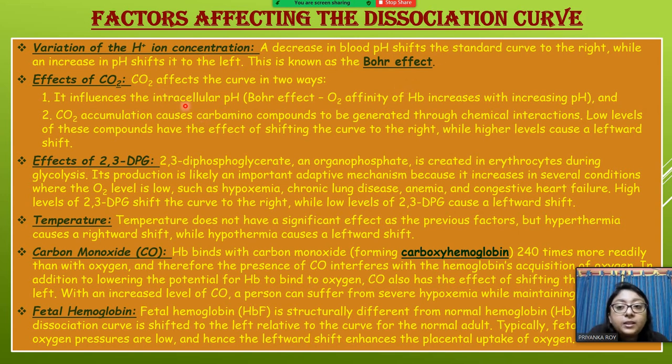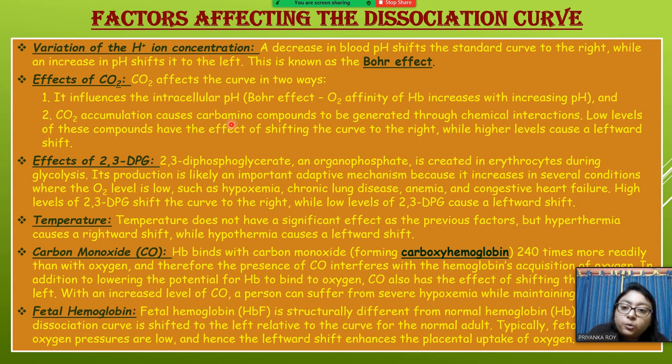The main factor which causes this Bohr effect is carbon dioxide. Carbon dioxide in the blood has two major effects. One is that it affects the pH, as we know that carbon dioxide can form carbonic acid in the blood, and therefore it can bring down the pH to acidic. A further decrease in pH will cause the curve to be shifted to the right. It will decrease the affinity for oxygen. So O2 affinity increases when the pH increases, and this is known as the Bohr effect.